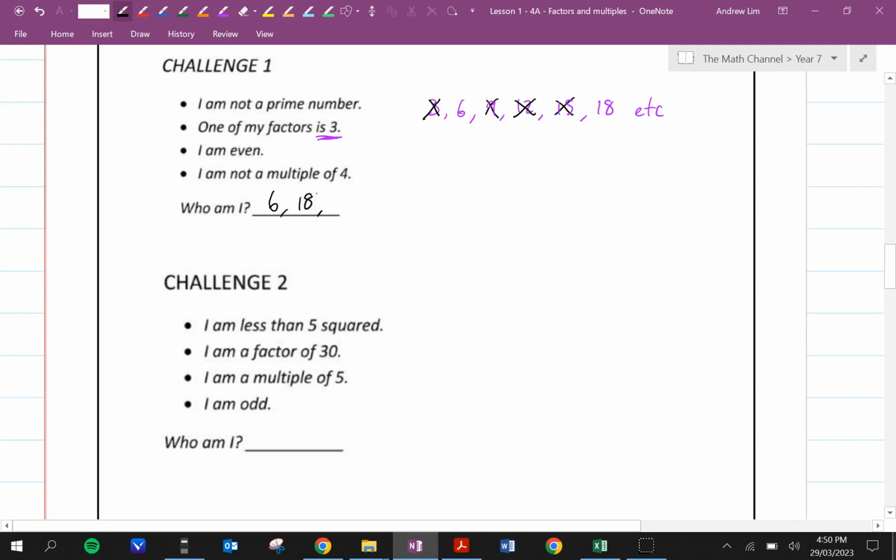But if you continue the pattern, you'll notice that every 12 numbers, 6 plus 12 is 18, 18 plus 12 is 30, 30 plus 12 is 42. All of these are not prime. They all have a factor of 3. They are all even, and they are all not a multiple of 4. So actually, this continues. So if you got any of those numbers, it's correct.